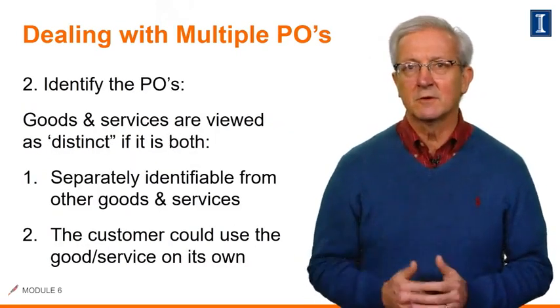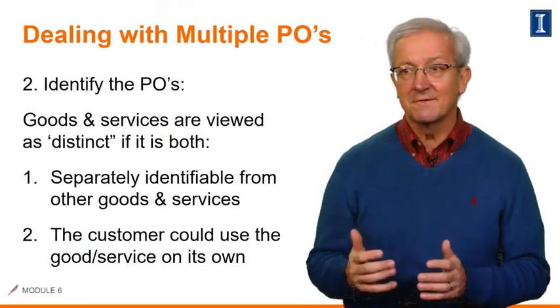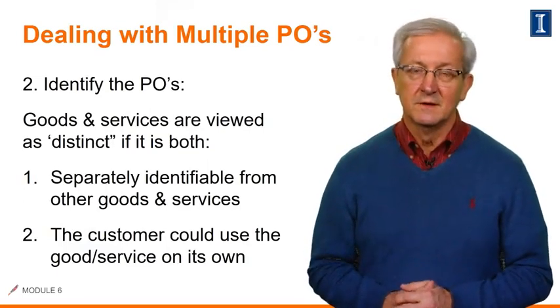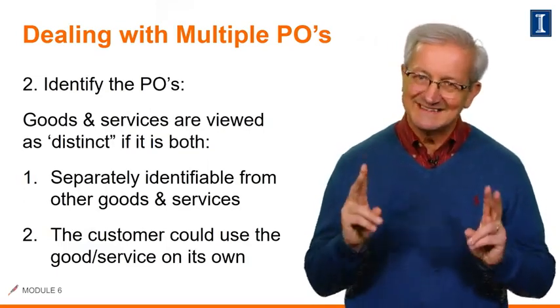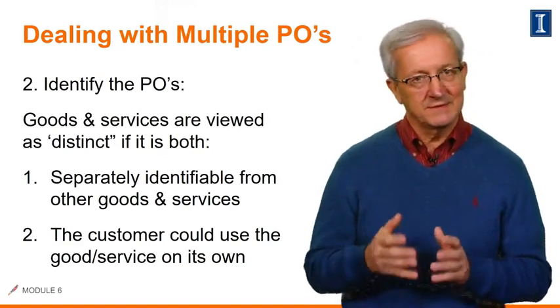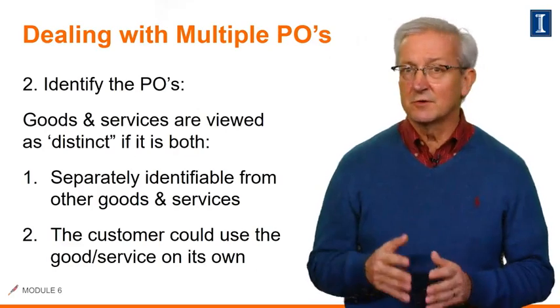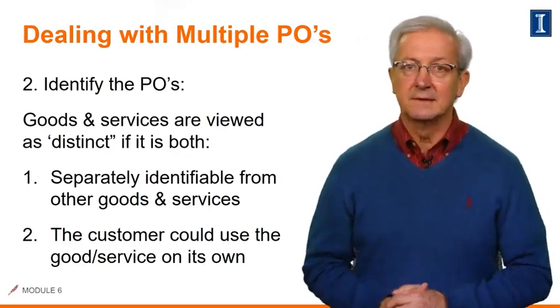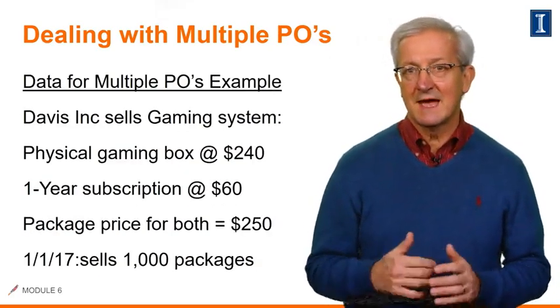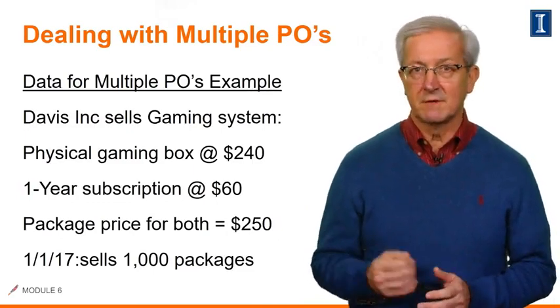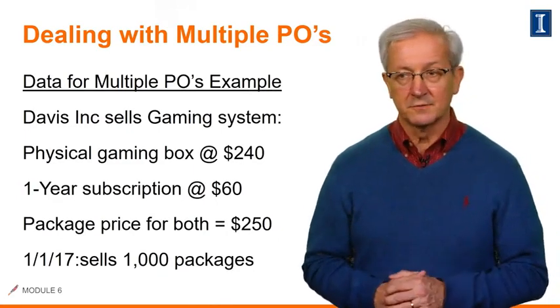So let's look a bit more closely at step number 2, which is identify the performance obligations. Goods and services are typically viewed as distinct if they are both 1, separately identifiable from other goods and services, and 2, the customer could use the good or service on its own instead. Let's now review the data for an example of when to determine revenue recognition when you're dealing with multiple POs.